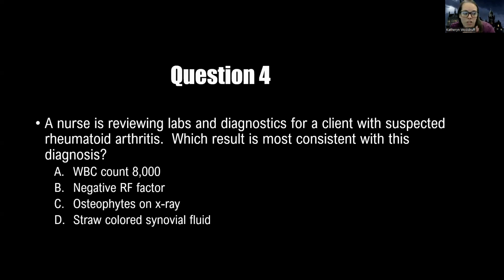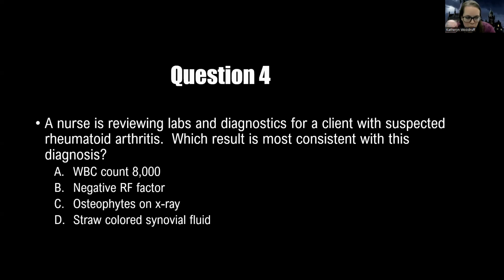The second one is negative RF factor. So I like the RF factor because that's rheumatoid factor. I think I should have just put negative RF instead of a negative RF factor, but I think you get the point. It's saying negative. So what can happen here is if you read too quickly, you could just see rheumatoid factor there and be like, oh, this is right. But it's saying negative. I think with rheumatoid arthritis, they have a positive rheumatoid factor.